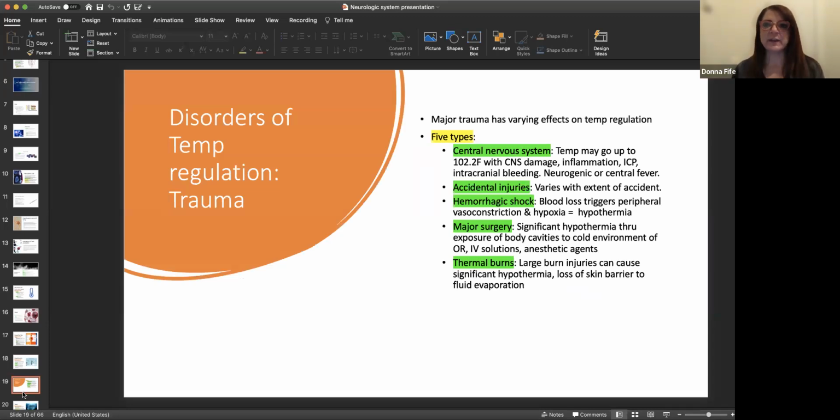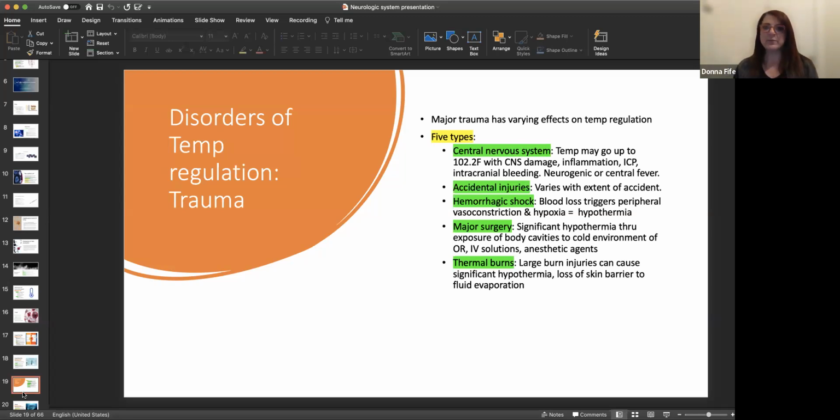Disorders of temperature regulation. Major trauma has a varying effect on temperature regulation. There are 5 different types: central nervous system. The temp may go up to 102.2 with CNS damage, inflammation, increased intracranial pressure, intracranial bleeding, and neurogenic or central fever. Accidental injuries, this varies with the extent of the accident.